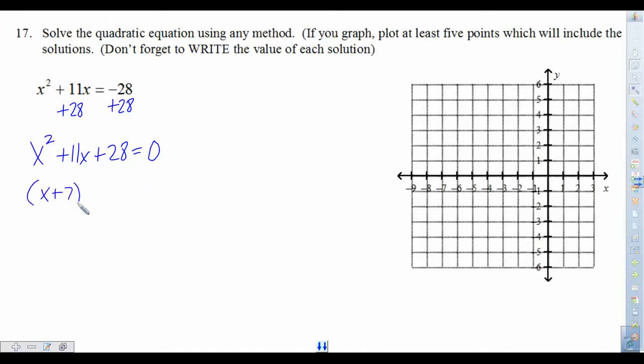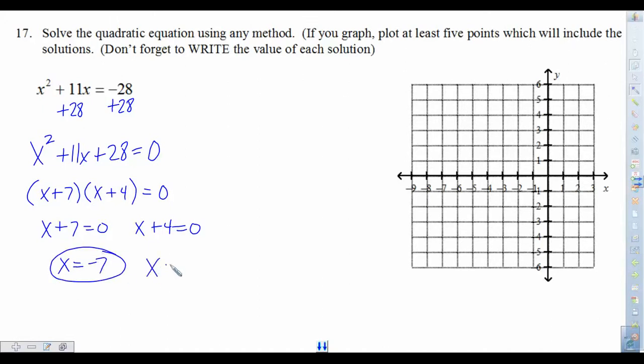So you have x plus 7, x plus 4. Doesn't that mean that x plus 7 could be 0, x plus 4 could be 0? So solving for x, x could be negative 7, and x could be negative 4. Done deal. Awesome. Just please keep in mind that all those other different ways that we could have solved the problem, graphing, quadratic formula, all of them could have worked here as well.